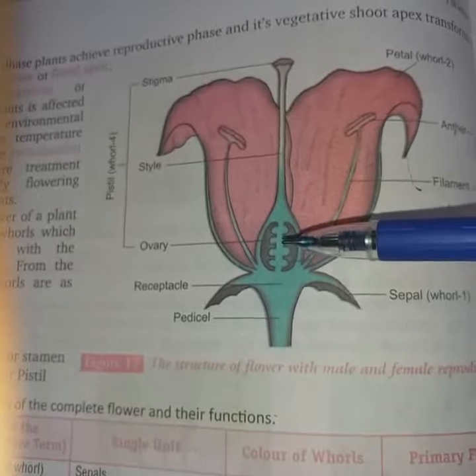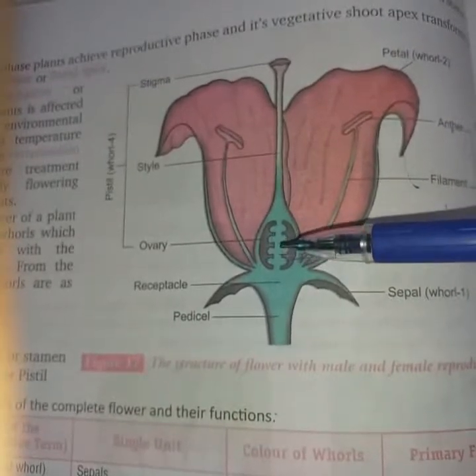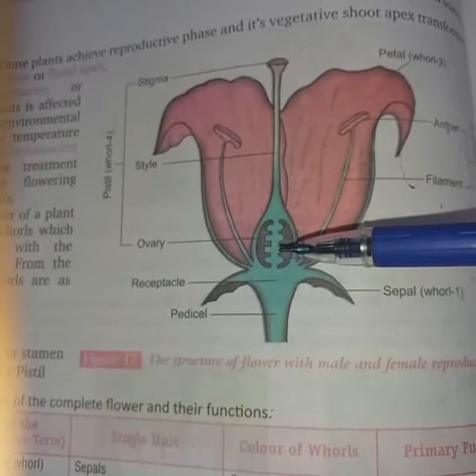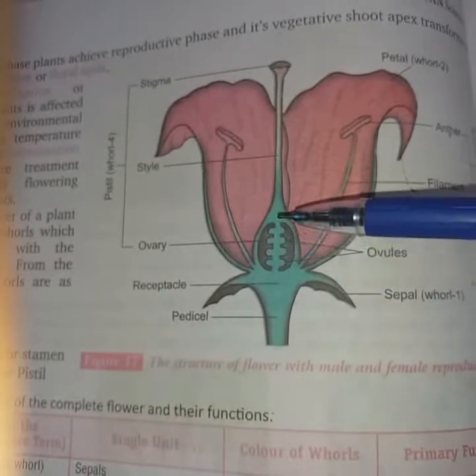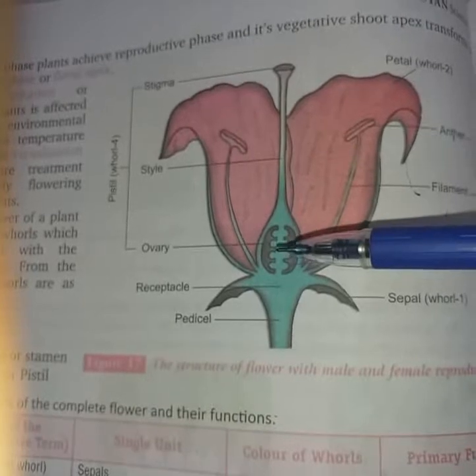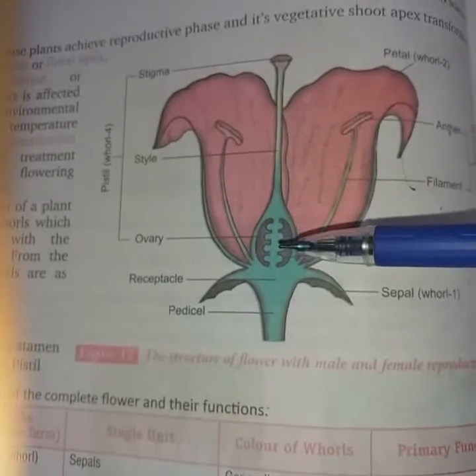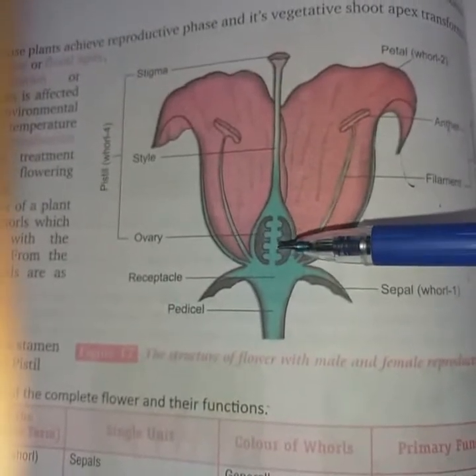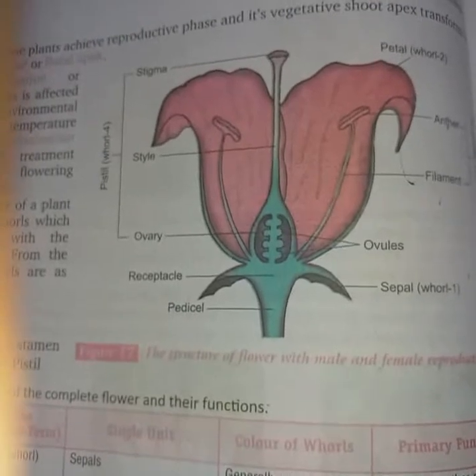Here fertilization is complete and embryos are formed. Then after fertilization, fruits are made and lastly seeds are made. So the next step of reproduction is pollination.